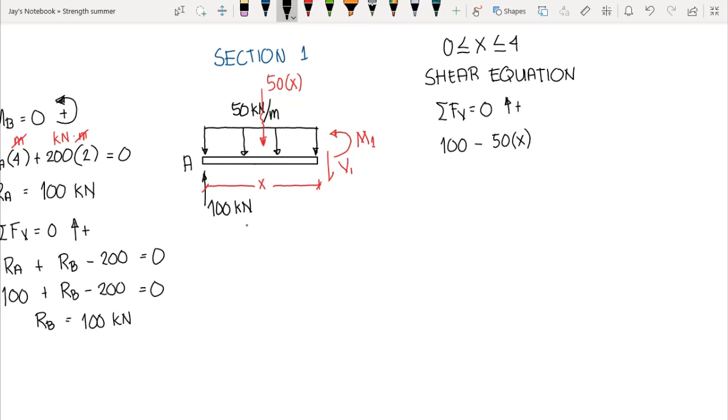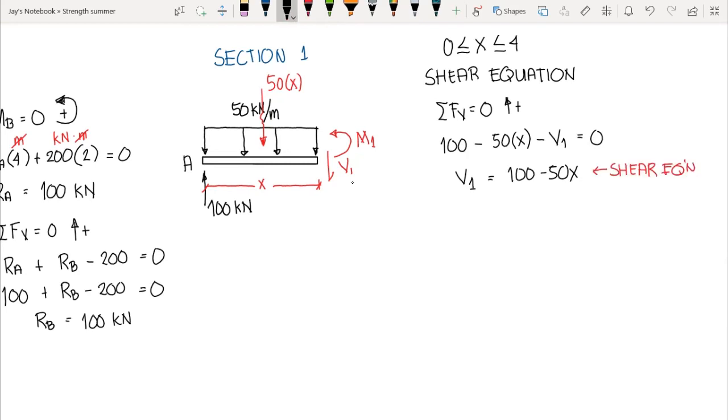Then we also have the internal shear at section 1. So we have minus the shear, and this equals 0. Now our shear here is equal to 100 minus 50x. So this is our shear equation.